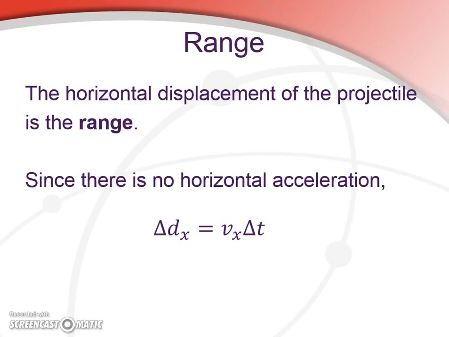Now, another important parameter of a projectile's path is the range. And the range is defined as the horizontal displacement of the projectile. And it's given by a very simple equation that we've seen many times before. Since there's no acceleration in the horizontal direction, the range is just the velocity in the x direction times the duration of the experiment. That's worth examining again. We have a very, very simple way to describe the movement in the x direction.